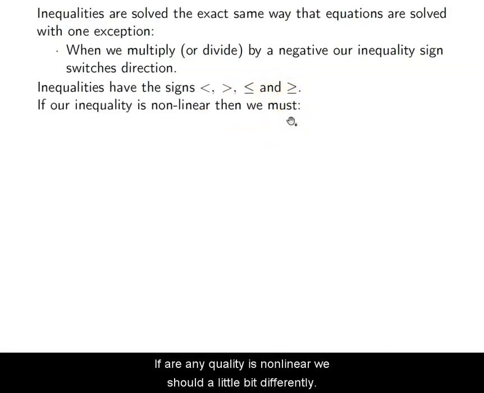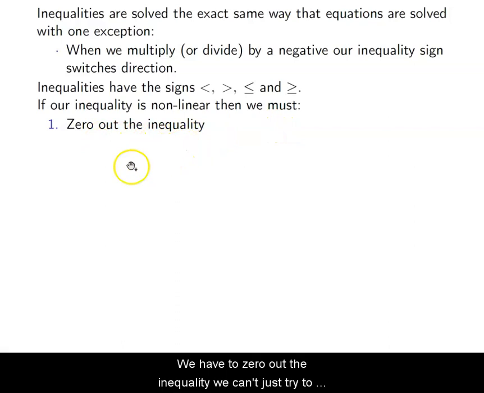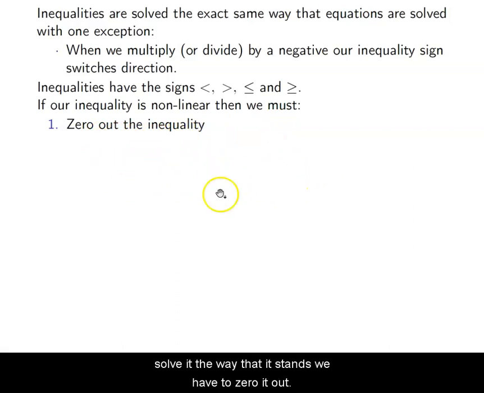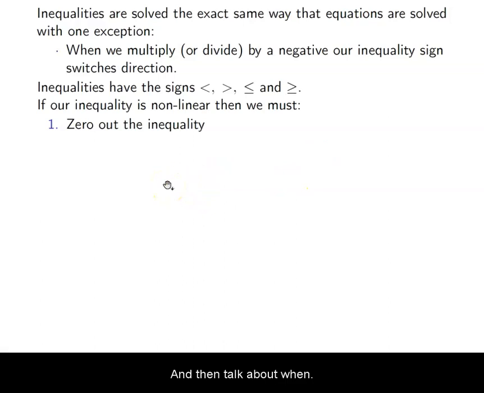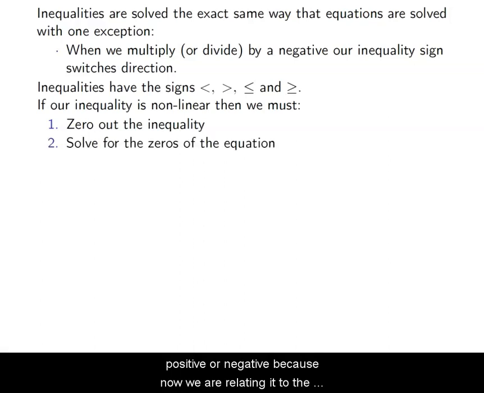If our inequality is non-linear, we treat it a little bit differently. We have to zero out the inequality. We can't just try to solve it the way that it stands. We have to zero it out and then talk about when what we have on one side versus the other side is either positive or negative, right? So we zero it out, and then we talk about our simplified form being either positive or negative, because now we are relating it to the value of 0, right?